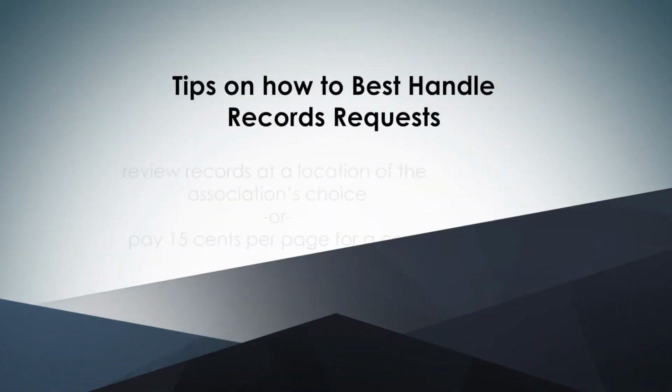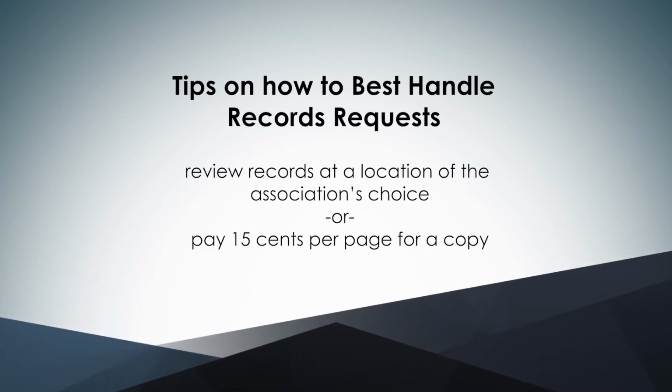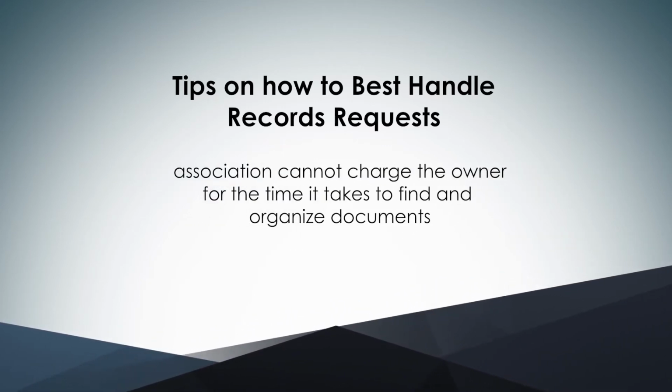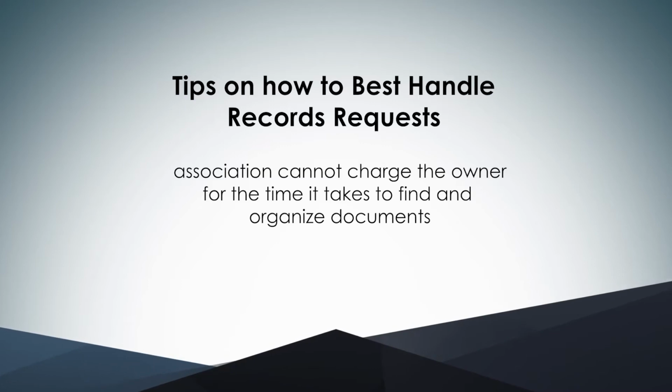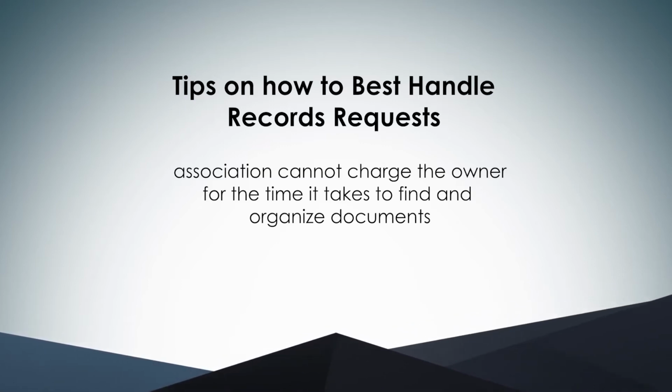The owner can review the records at a location of the association's choice, or the owner can pay 15 cents per page for a copy of the records. The association cannot charge the owner for the time it takes to find and organize the documents.